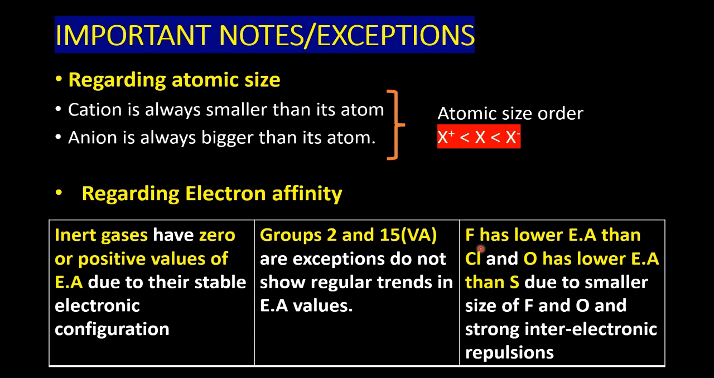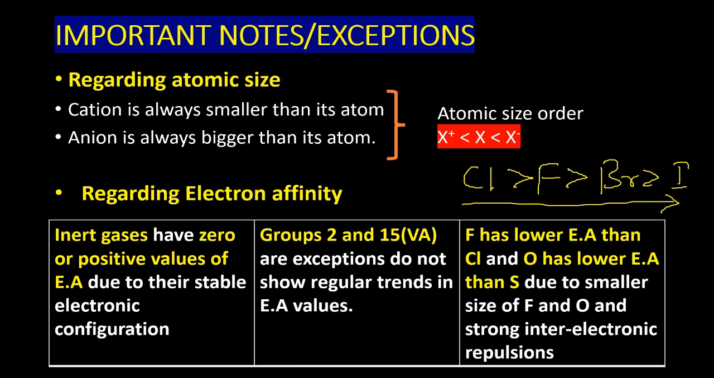And last important one: F, fluorine, has lower electron affinity than Cl, and oxygen has lower electron affinity than sulfur, due to smaller size of F and O. And because of that, there will be strong internuclear repulsion. Remember, if they ask you to write the decreasing order of electron affinity for halogens, first what you will write is Cl, which is greater than F, greater than Br, greater than I. This is the decreasing order of electron affinity value. Don't write F first, because that is an exception here.